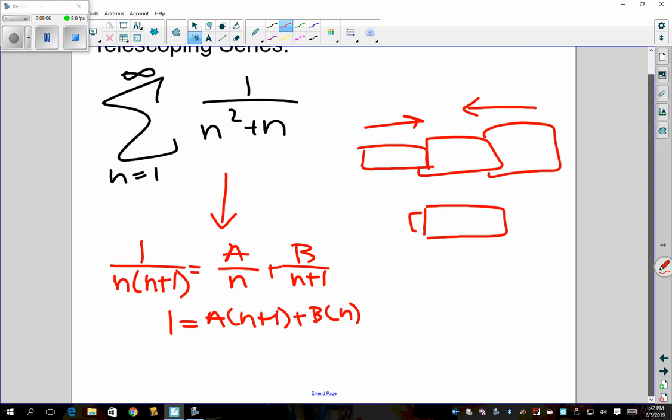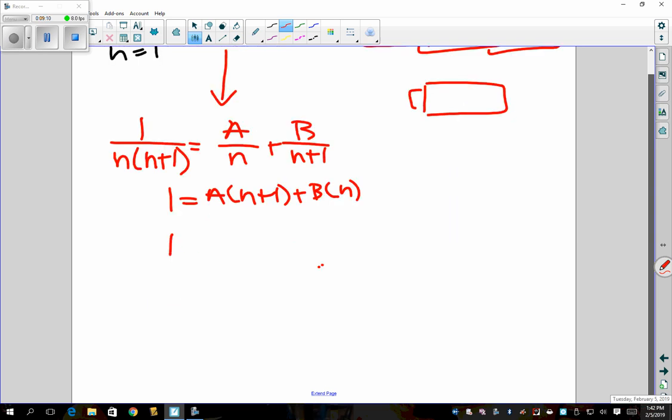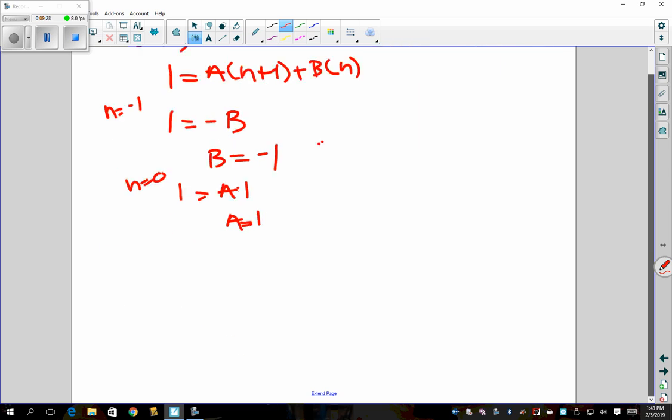Plugging in -1 and 0, we get, so n equals -1. Let's do that one first. So I get negative b equals 1, and so b equals -1, and then n equals 0. We should get a times 1, so a equals 1. So this series looks like the sum from n equals 1 to infinity of 1 over n minus 1 over n plus 1.